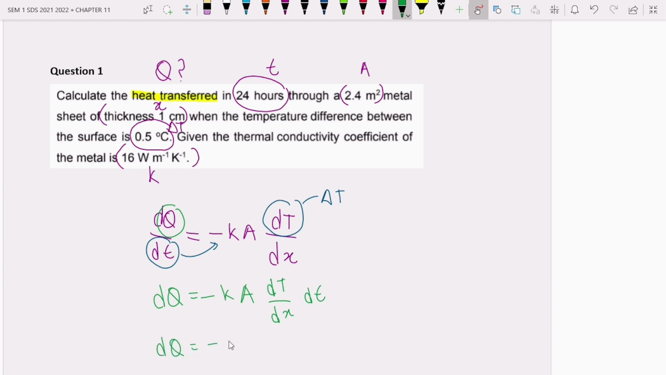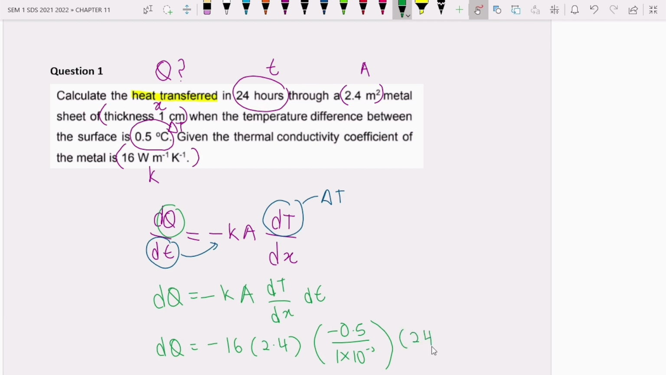So the thermal conductivity is 16 watt per meter per Kelvin. The area given is 2.4. dT is the change in temperature, which is 0.5 degrees Celsius. So it has a negative due to the change in temperature. And also the thickness is 1 centimeter. We have to change it into meters, times the time taken. So the time is 24 hours.